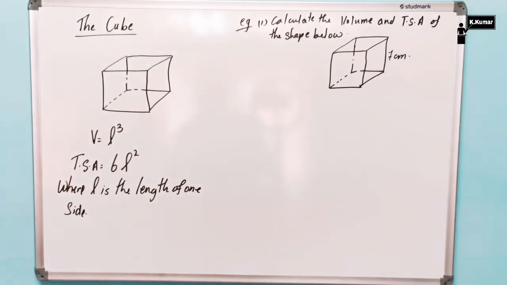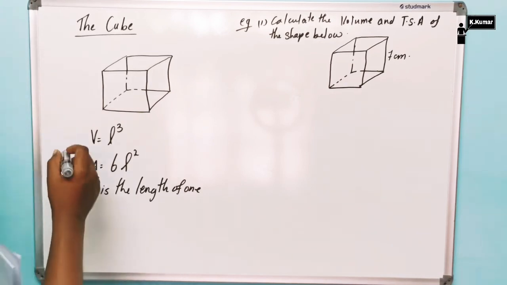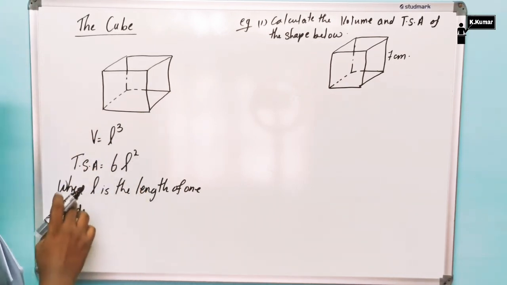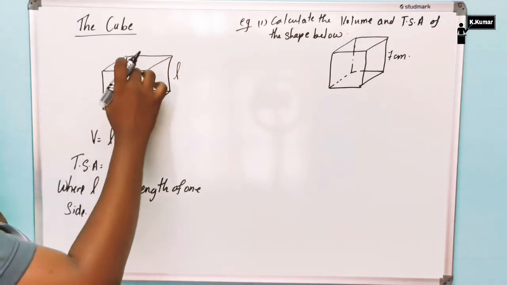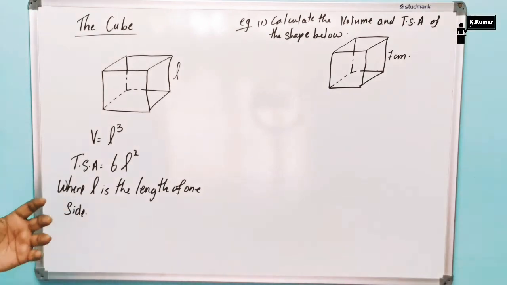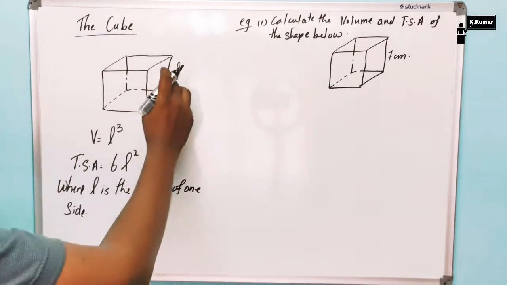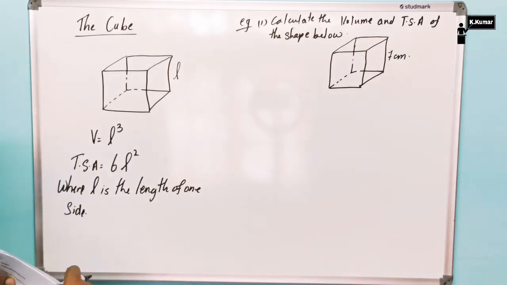The first shape we're going to look at is the cube. So here you have what a cube is. The volume is equal to L cubed, and the total surface area is equal to 6L squared, where L is the length of one side. Remember, in a cube, all the faces are squares. So if this side is 5, then all the lengths around this shape are going to be 5.